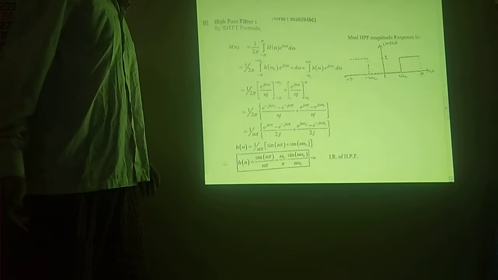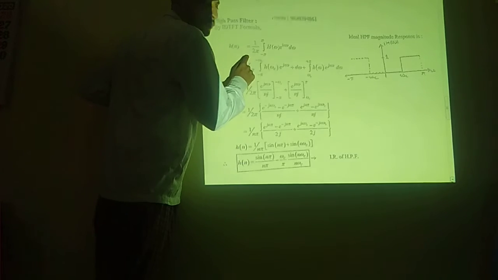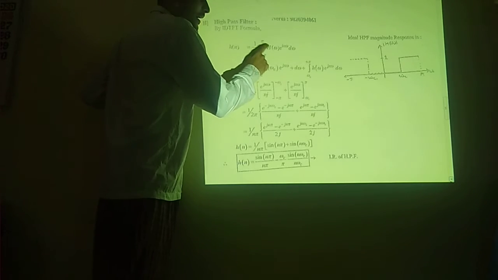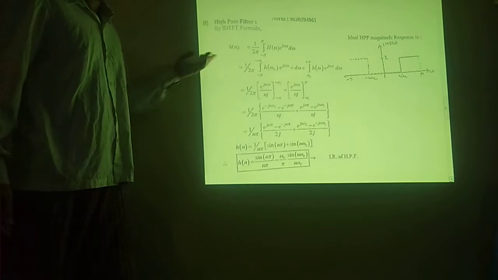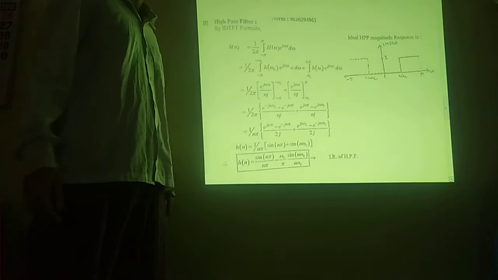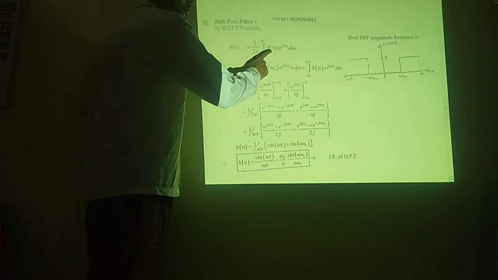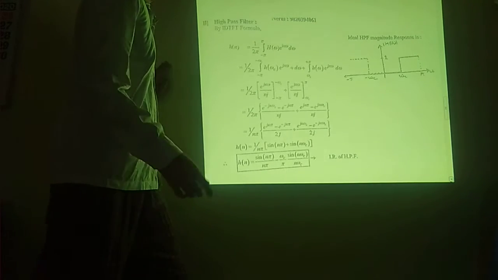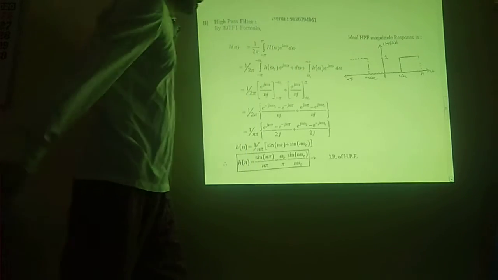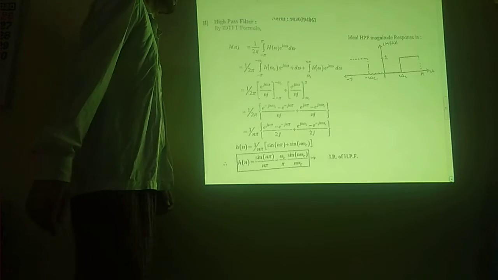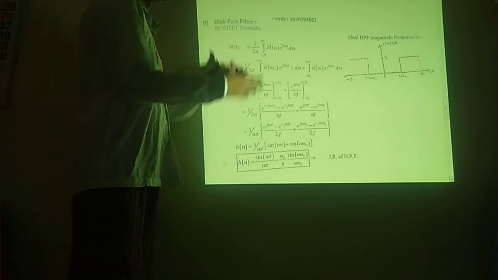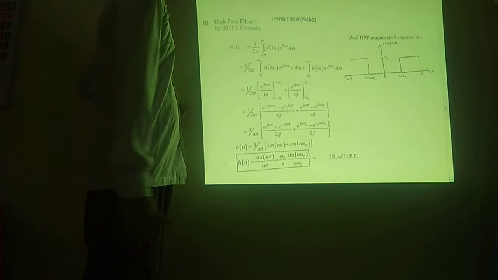So formula for h of n is nothing but equal to 1 upon 2 pi integration minus pi to pi H of omega e raised to j omega n d omega. Okay, please consider that this is the actual formula for IDTFT. Okay, so we have got the value of H of omega, the value is nothing but equal to 1. Okay, so let us start with solving the problem, finding out the impulse response for high pass filter.